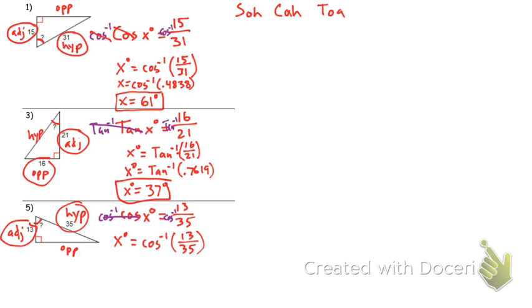And now we want to compute 13 divided by 35 to turn this into decimal form. So x degree equals cosine inverse of 0.3714, and now we compute this. Inverse cosine of that is 68 degrees.